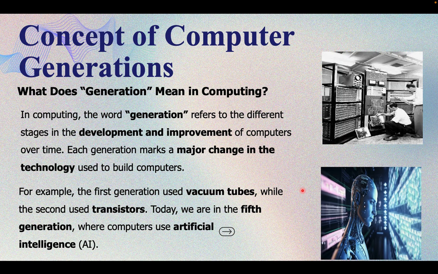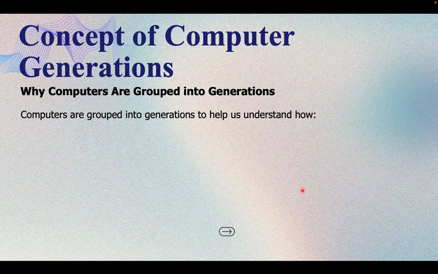Okay, for example, we can talk about vacuum tubes, while we use transistors in the second generation, up to today, where we have the fifth generation, where we use artificial intelligence. We are going to explain these things one after the other so that we appreciate what the generation talks about. So when we talk about generation, we are just talking about the development and improvement over a period of time.